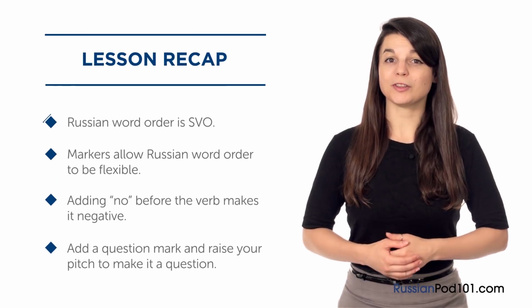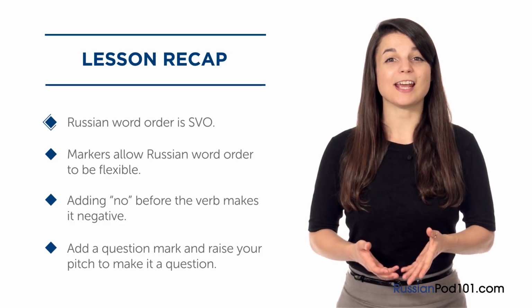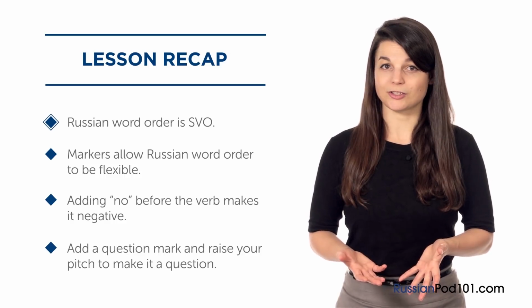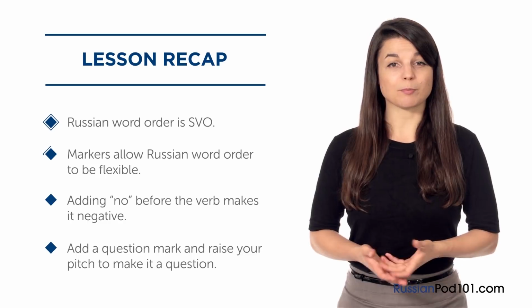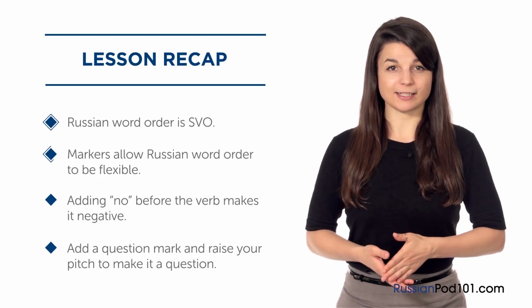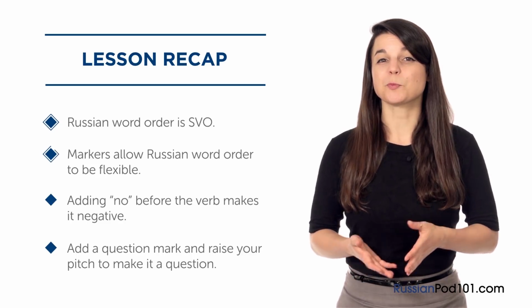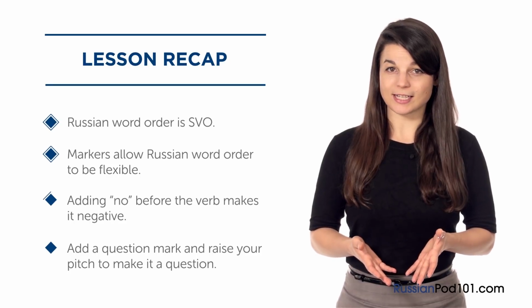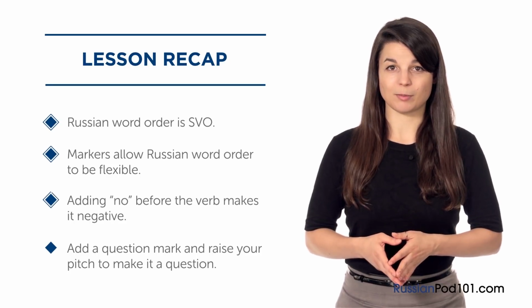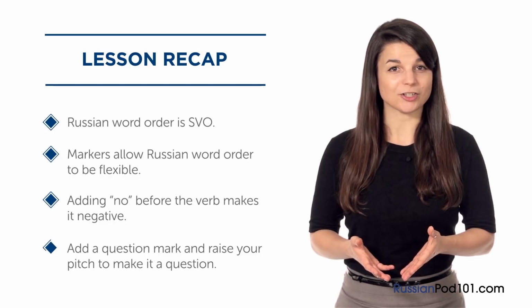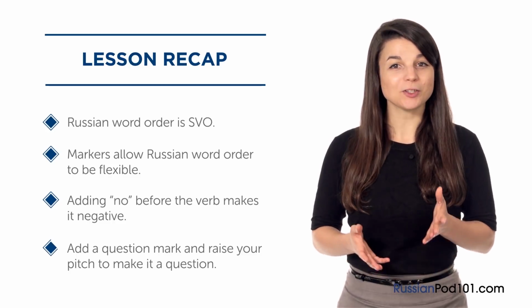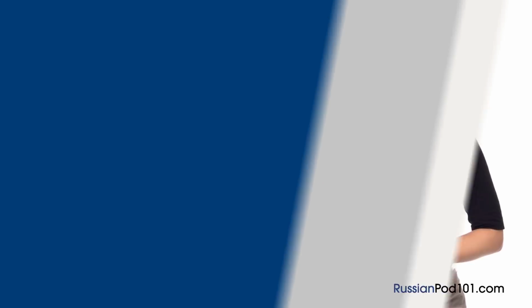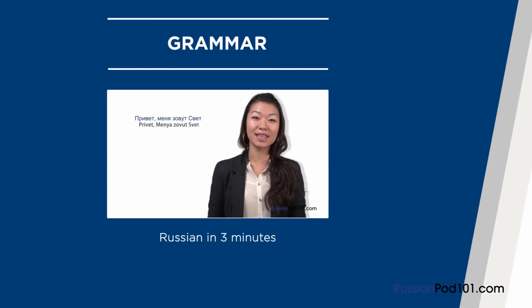Well done! Let's wrap up this lesson by recapping what we've learned. In this lesson, you learned that Russian sentences can be formed using an SVO word order, just like English. Additionally, Russian uses markers to indicate the role of a word in a sentence, which allows the word order to be much more flexible. You make a negative sentence by adding no before the verb. And to create basic questions in Russian, simply add a question mark and raise your pitch at the end of a sentence. We've covered only the absolute basics of Russian grammar.